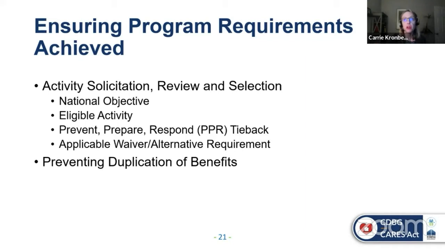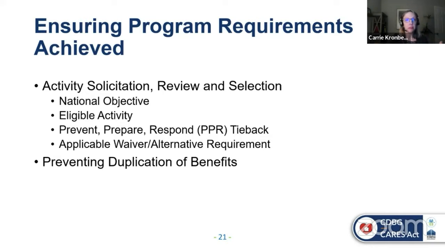So we'll talk a little bit more about this when we go into eligible activities, but say a lot of places typically run an annual or a biannual application round. And that's not really compatible with the need to get funds out quickly. So you want to reconsider how and when you accept proposals or applications for activities. And then part of that activity selection should be ensuring that the things you do select, of course, meet a national objective with an eligible activity.